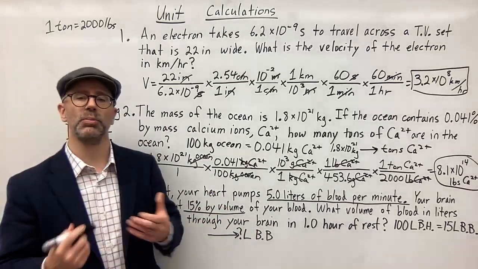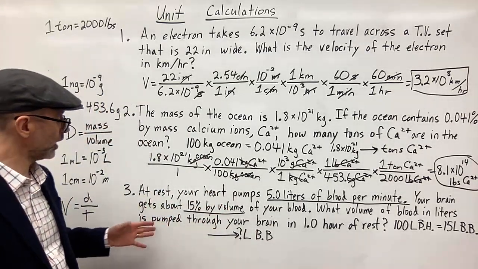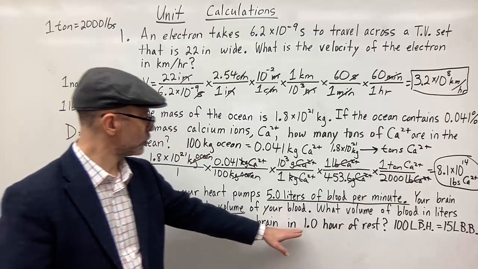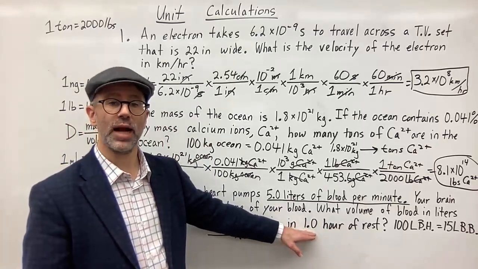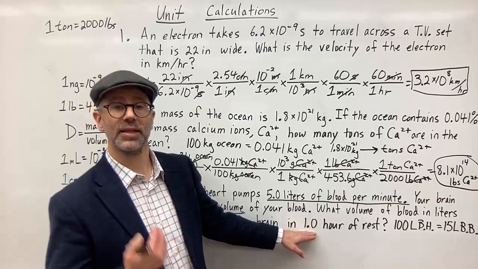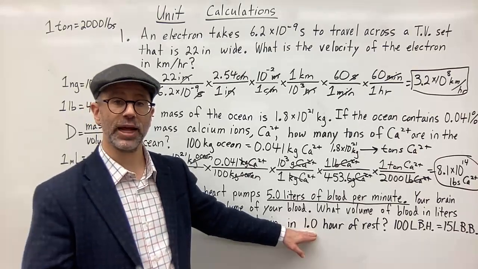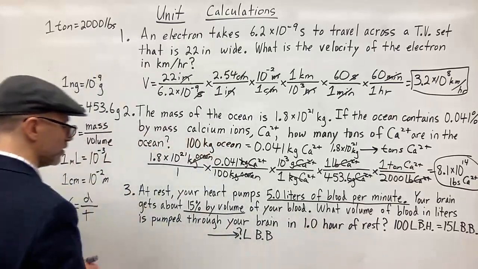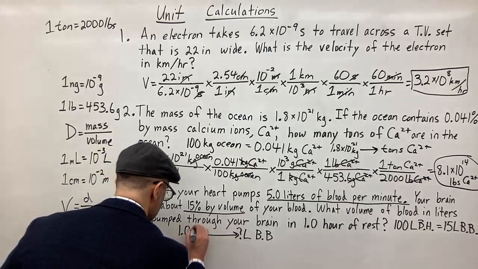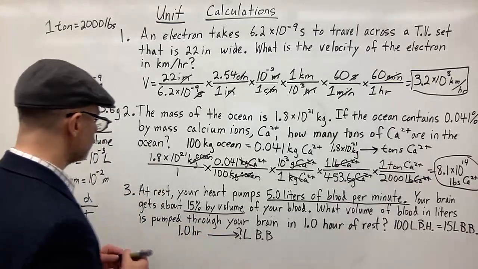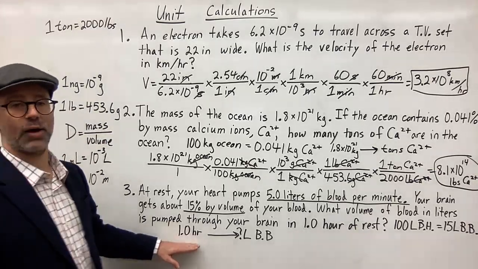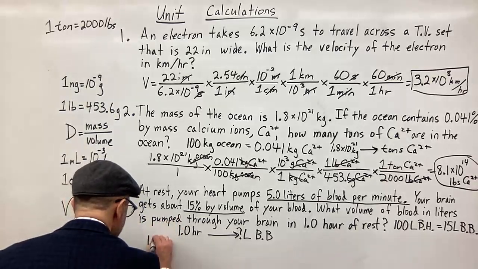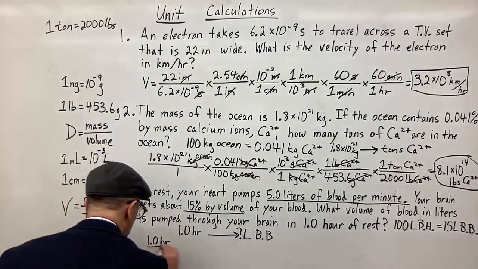Well, where are we going to begin? The only other information we're given is 1 hour of rest. So if we're given 1 hour of rest, how many liters of blood gets pumped to the brain in that 1 hour? We have to start with an hour. It's not related to anything, so we're going to start with that. 1.0 hour. Okay, so all we need to do now is start converting. So 1.0 hour over 1.